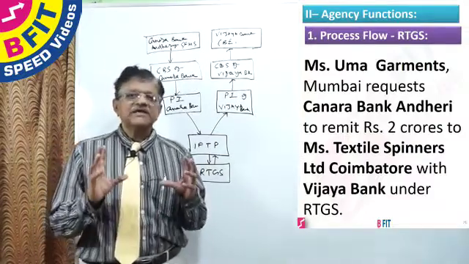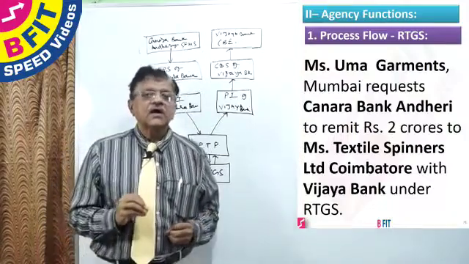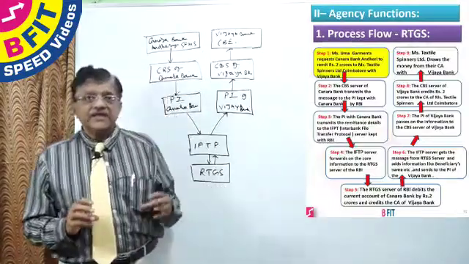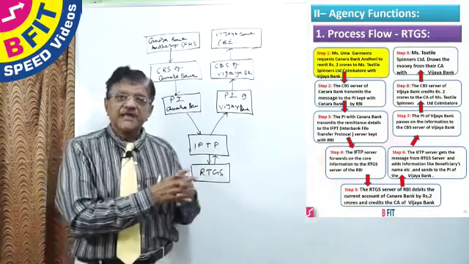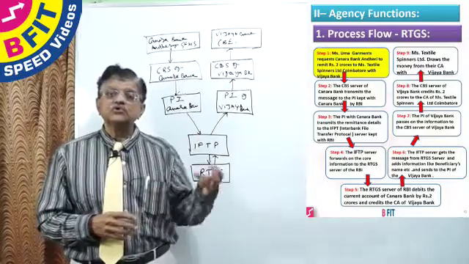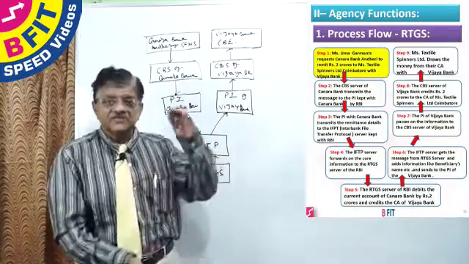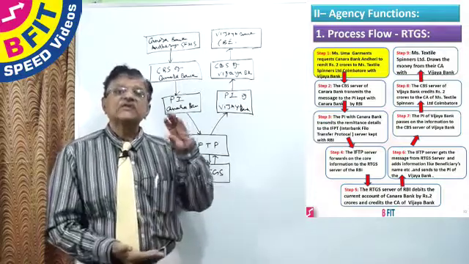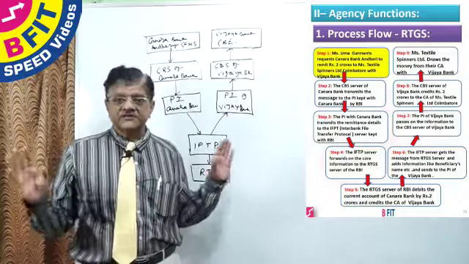Now first we will see the architecture of RTGS. Unlike NEFT, where it goes from the branch to the service branch, and from the service branch to the National Clearing Cell of Reserve Bank of India, which consolidates all the payments so that every 1 hour it is netted, here there is no such thing.